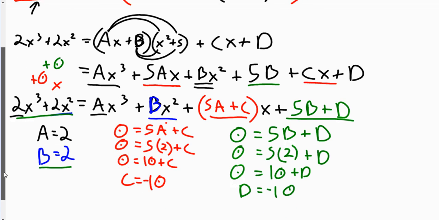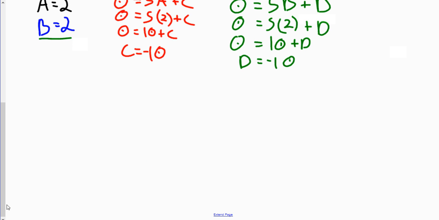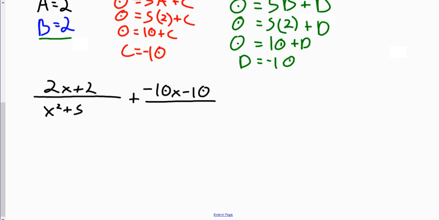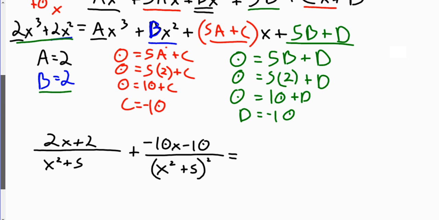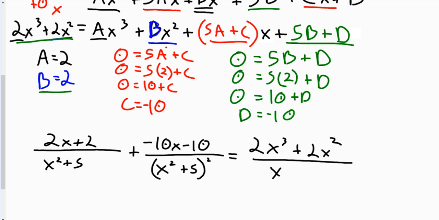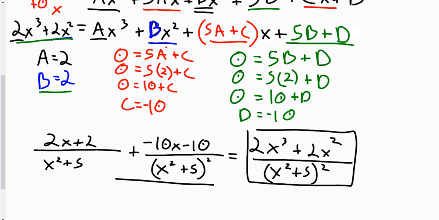Last step here is just to write our partial fraction decomp out. So then I get, since my a was 2, my b was 2, I get 2x plus 2 over x squared plus 5, plus both negative 10s, so minus 10x minus 10 over that irreducible quadratic that was repeated, squared. So this is all equal to what it was originally, which was 2x cubed plus 2x squared over x squared plus 5 squared. So we have broken this fraction down and we've decomposed it into these two.